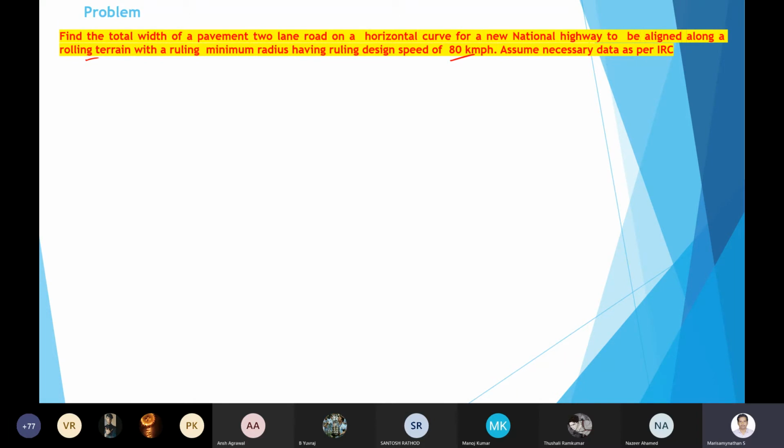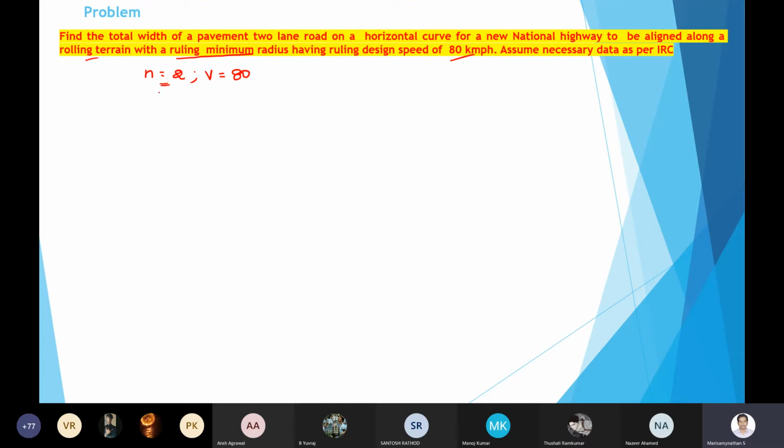So what they are telling is that we have to estimate the radius. The radius they have mentioned is the ruling minimum radius. Let me discuss what they have given in the problem first. They have given a two-lane road, so n is nothing but 2. Other than that, they have given the design speed, 80 kilometer per hour.